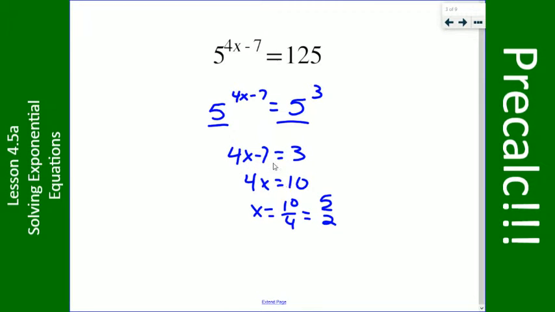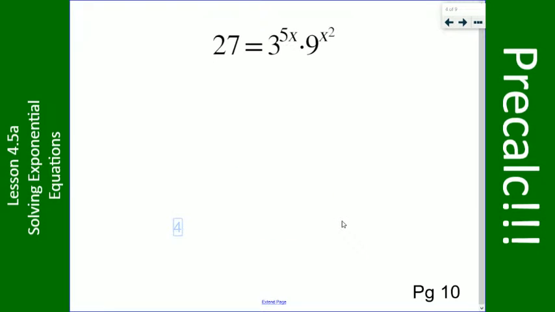Add 7 to both sides again. We get that 4x equals 10. Divide both sides by 4 this time, and we get that x is equal to 10 over 4 or 5 over 2. Or if you really want to be that guy, 2.5. So that is option A. Can we get the bases to match?